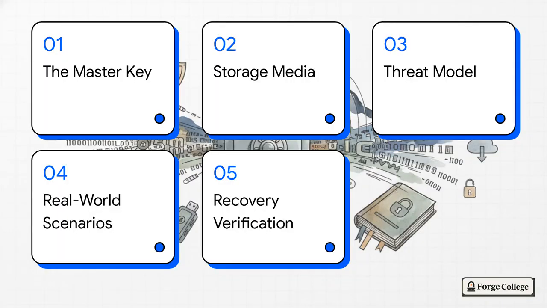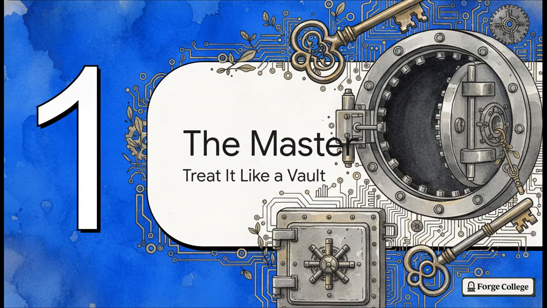Okay, let's look at the agenda for our architectural blueprint. First, we'll define the ultimate master key, then compare storage media like paper, metal, and digital. After that, we'll map out your personal threat model, apply it to real-world security scenarios, and finally run through safe recovery verification. All right, let's jump straight into Section 1, the ultimate master key.